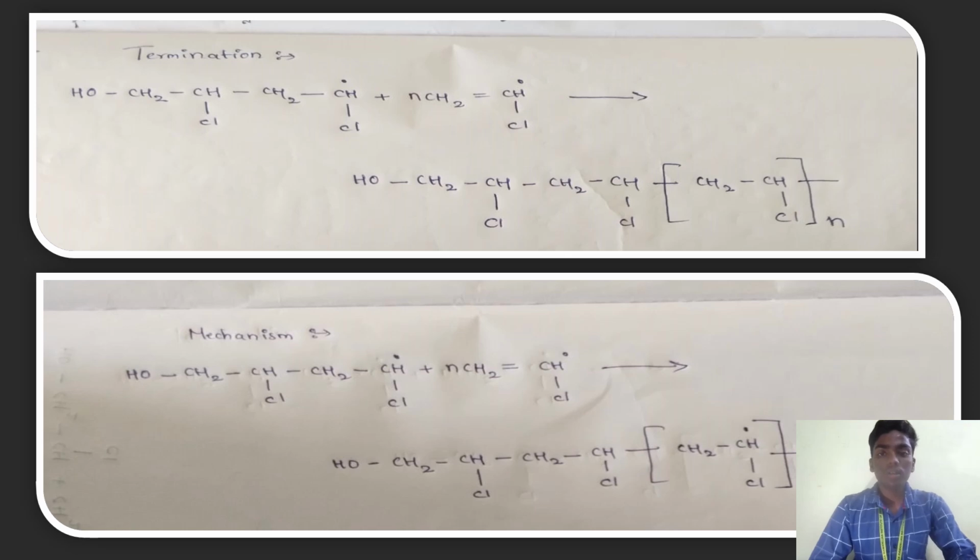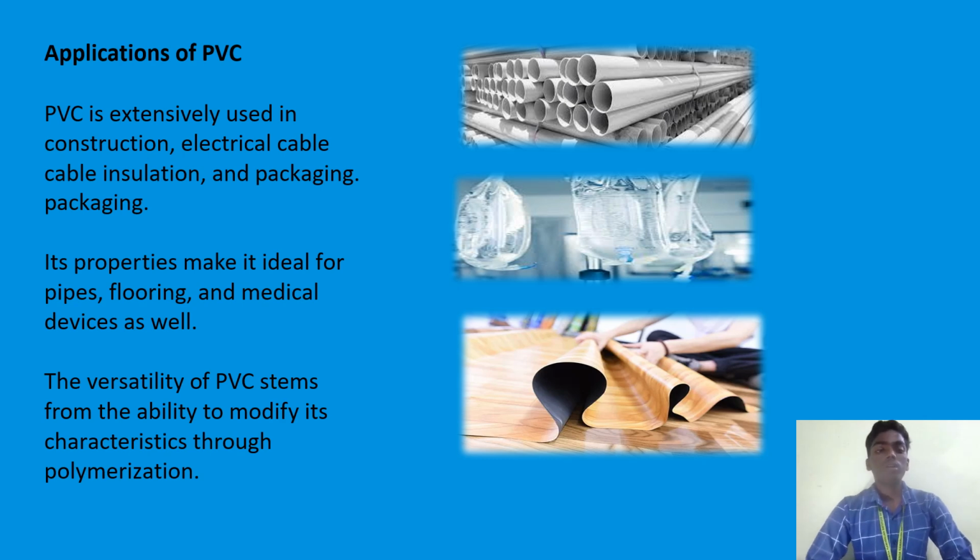When you observe the mechanism, the CHCl free radical joins this part of the section, CH2 CHCl, and it forms n CH2 double bond CHCl. Now the product is OH single bond CH2 CHCl and polyvinyl chloride, and it gives the n number of polymers. Finally, we will see the application of polyvinyl chloride.